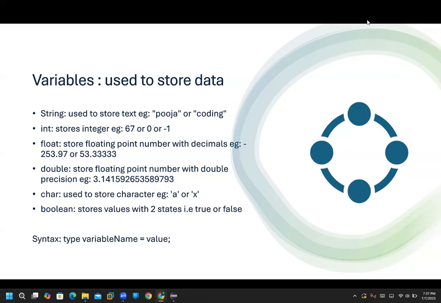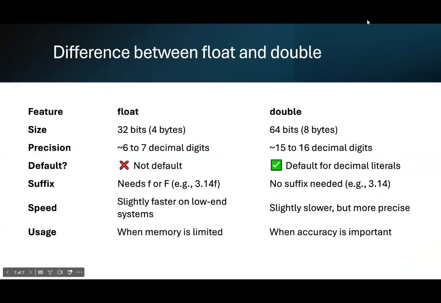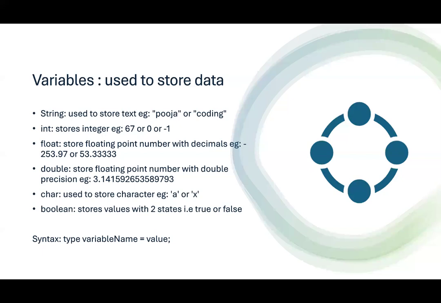We have different types, like String, which is used to store text. For example, my name Pooja, or a day, Saturday, or coding. Whatever text we want to store, we use the variable type called String.